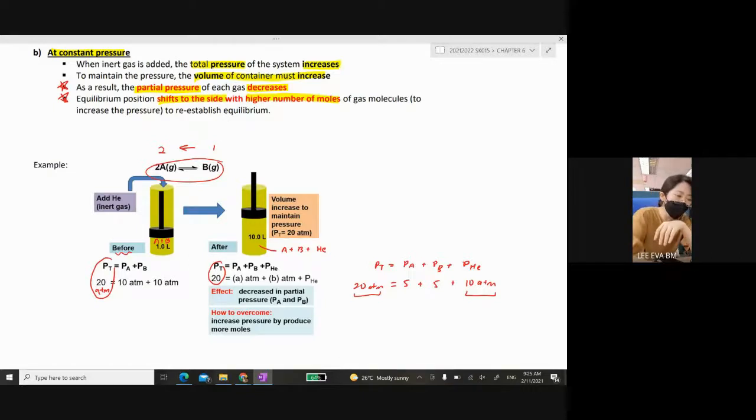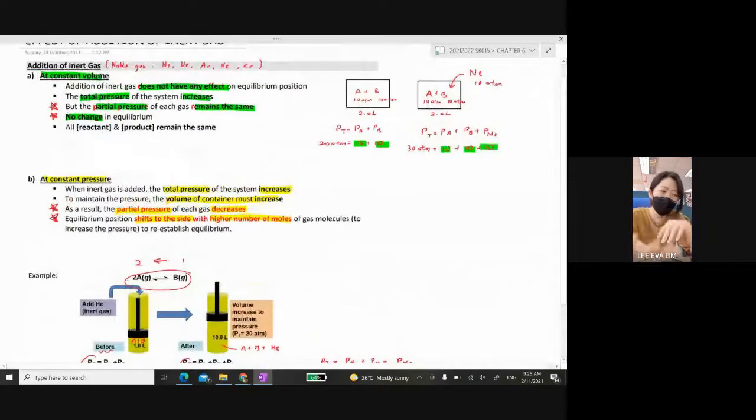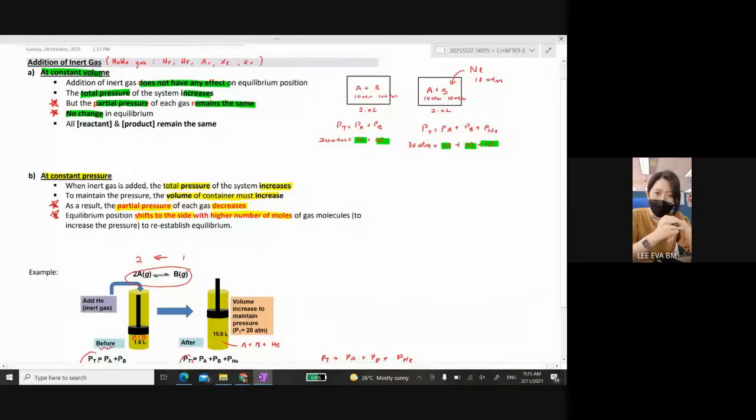Then we compare between these two conditions. Constant volume: no change in partial pressure, no change in equilibrium. At constant pressure: partial pressure decreases. Therefore, equilibrium will shift to the side with more mole of the gas molecule. Are there any questions for the factor, additions of inert gas?